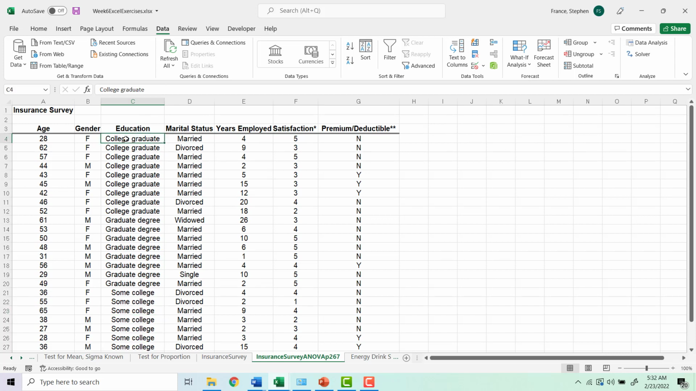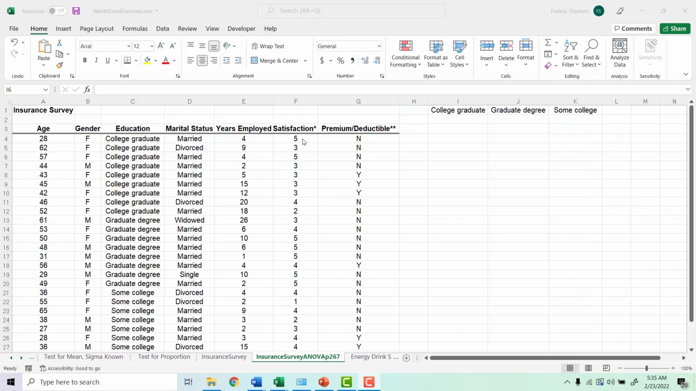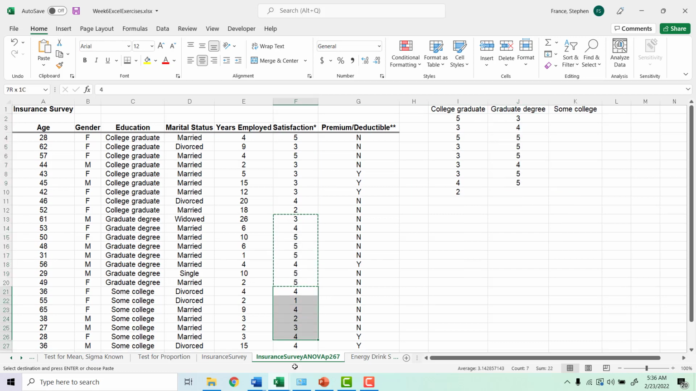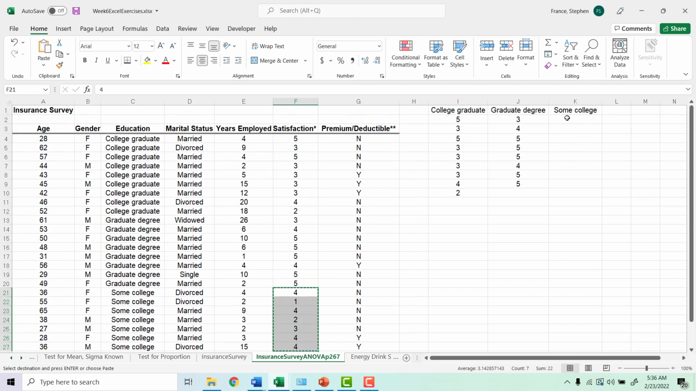We need the data in a slightly different format for this test. So go to college graduate into I, graduate degree into J, and some college into K. So just copy and paste. Okay, so copy the satisfaction for college graduate. For graduate degree, just Control C and Control V for each of these, and some college. So there we go. We have all the details here.